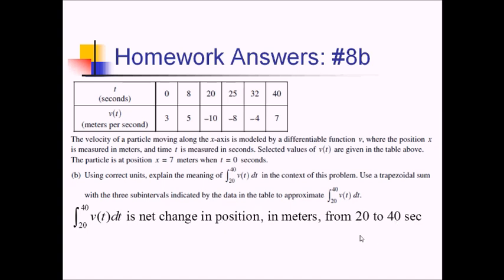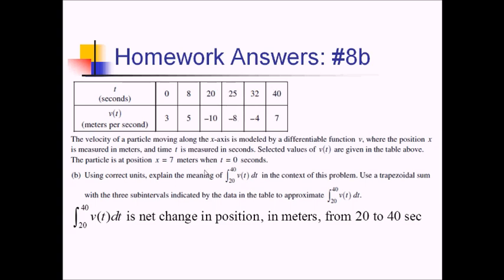So we need each piece of this to get full credit: units, time interval, and what it actually is. Now the next part of the question, use a trapezoidal sum with 3 subintervals to figure out that integral they just talked about here. So be careful, we're only going from 20 to 40, so these are the only 4 sets of numbers we should be looking at.